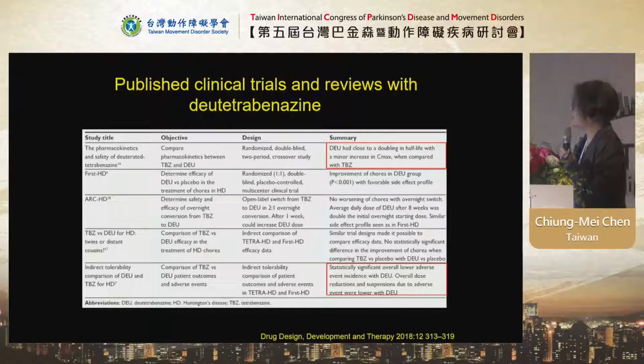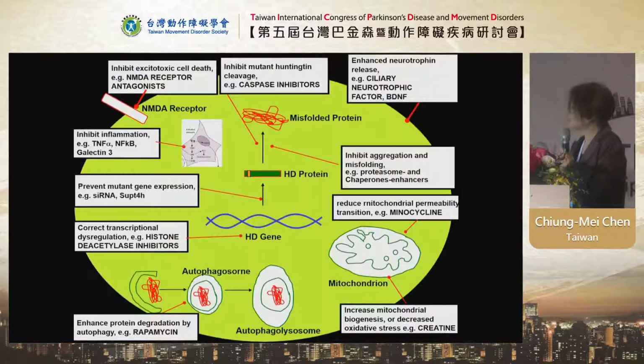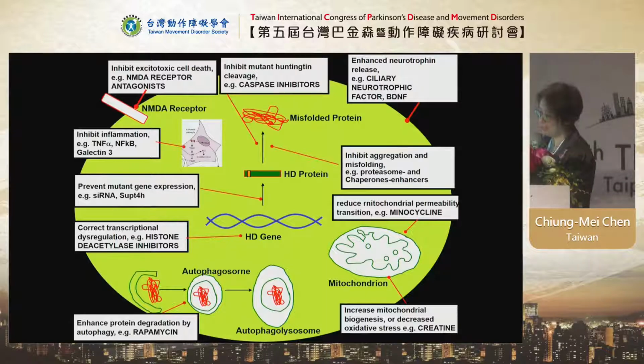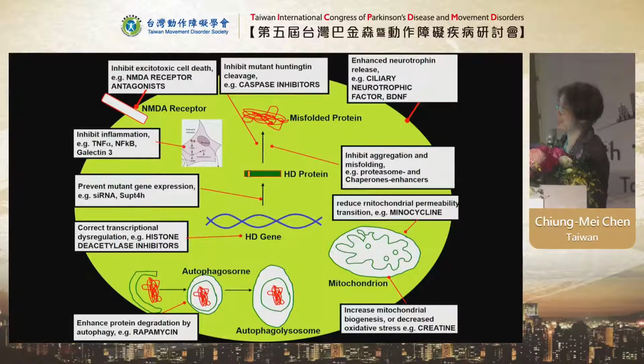Recently, FDA have approved another drug called deutetrabenazine. Deutetrabenazine has the same structure as tetrabenazine, but the hydrogen is replaced by isotope hydrogen. Deutetrabenazine has a longer half-life and less side effect than tetrabenazine. And we are now going to talk about some potential therapeutics that can prevent disease progression.